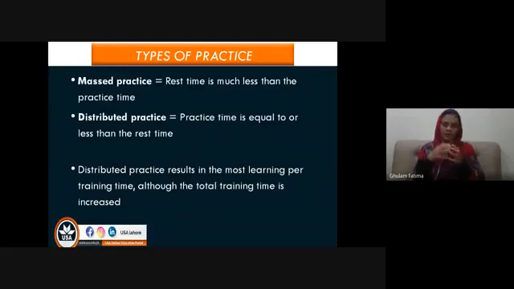Obviously, mass practice is more demanding for the patient, and distributed practice is less demanding, as it gives frequent rests for the patient. And there is more learning in distributed practice, but the total training time will increase, obviously, because you are giving frequent rest periods.